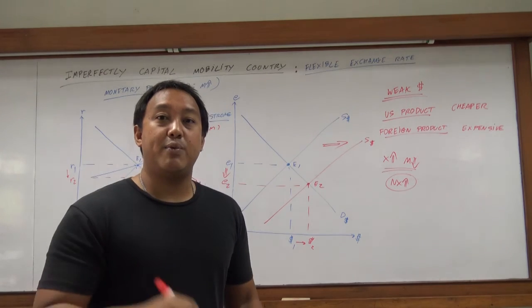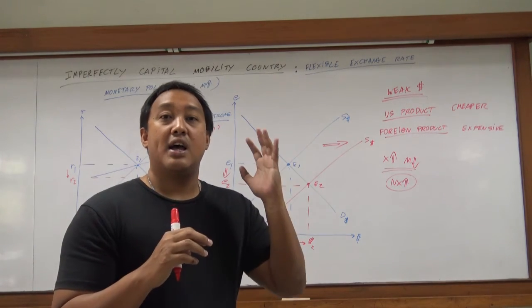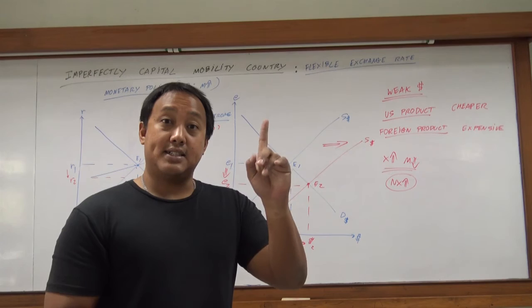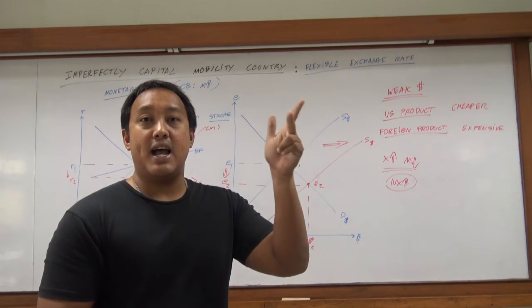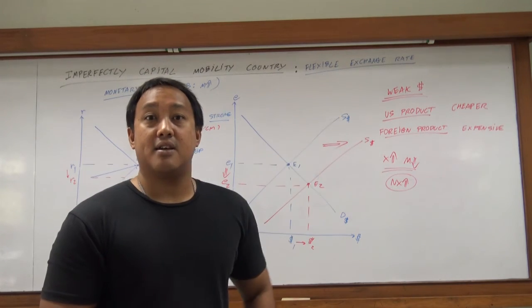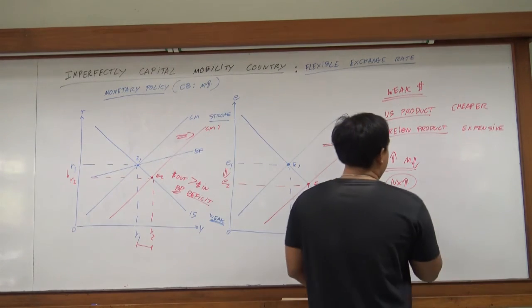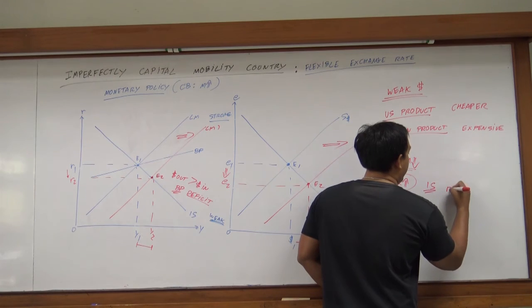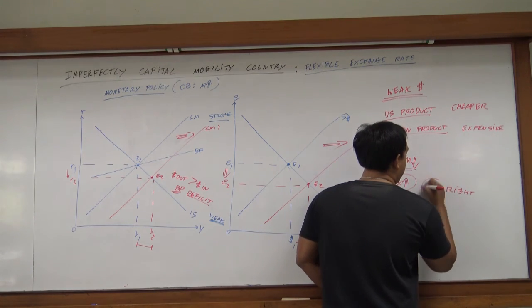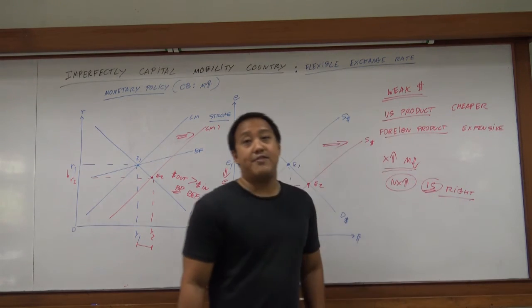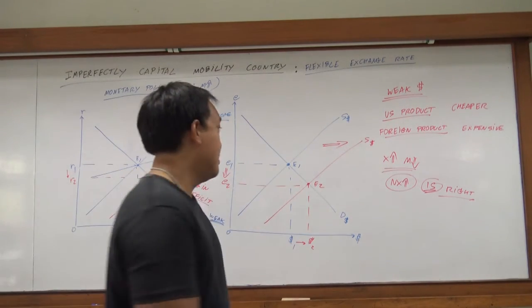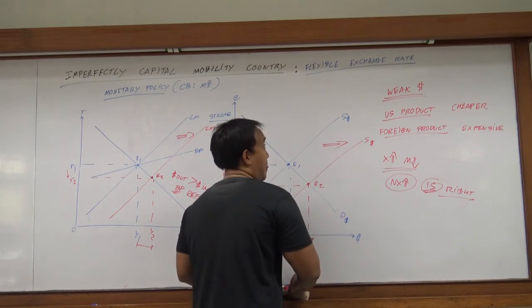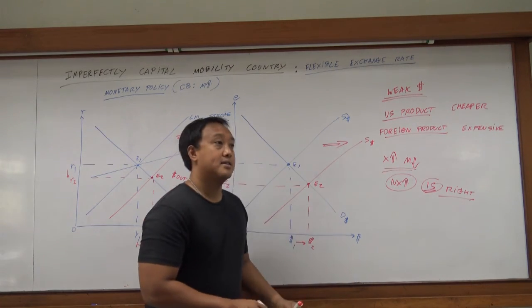When net export increases, we're going to have effects on the IS curve. Because remember, the IS curve comes from the equation Y = C + I + G + NX, right? So when net export increases, the IS curve is going to shift to the right. This is the first effect.